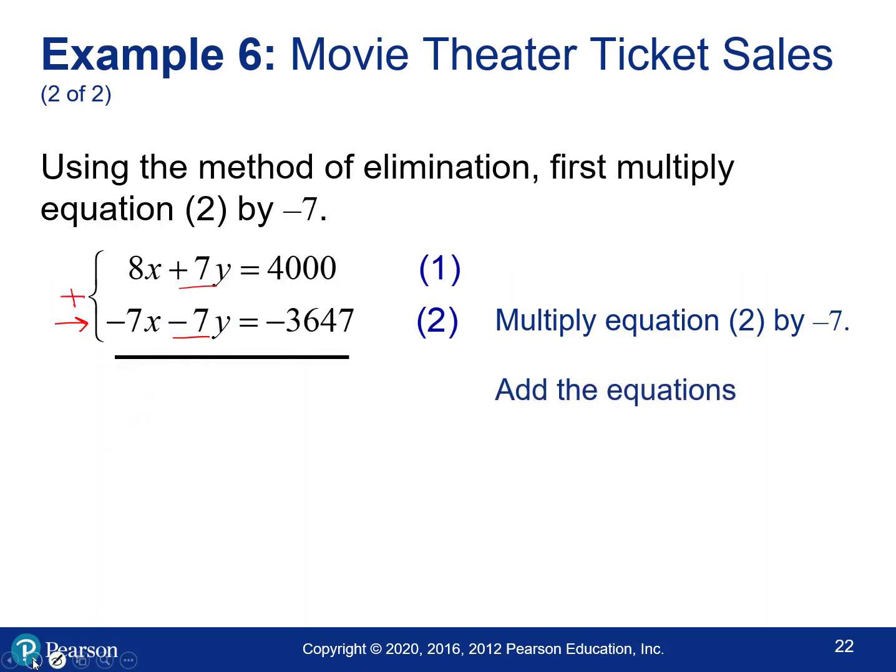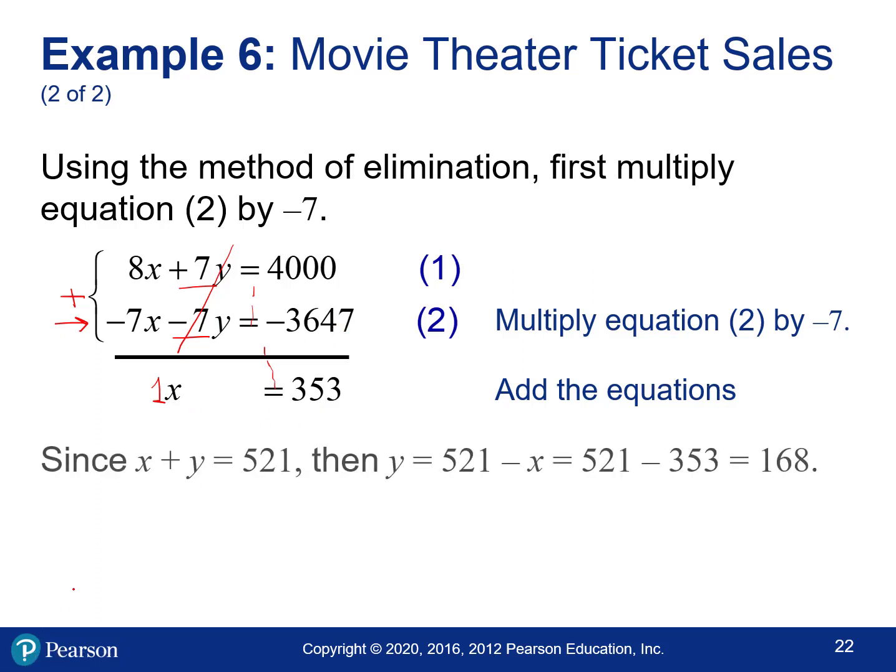And then notice that our variable did eliminate. Our y variable is gone. This adds up to 0. And so we have 8x minus 7x. So 1x equals, bring down your equal sign, 4,000 minus 3647. So x equals 353. So that we're almost done.